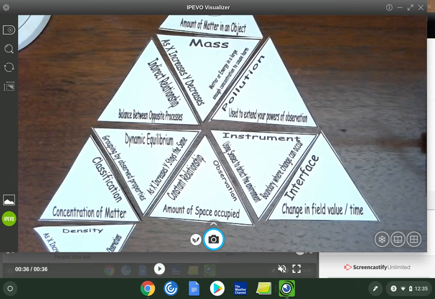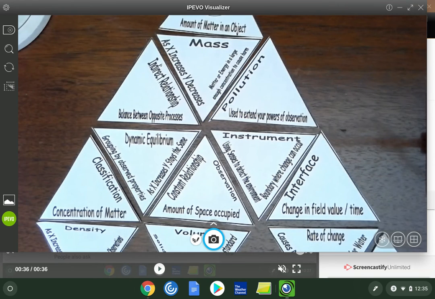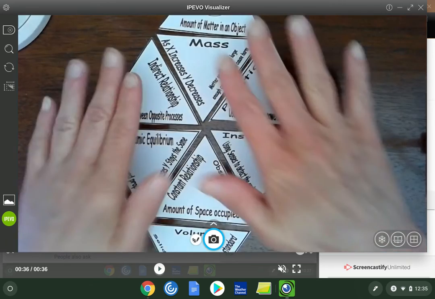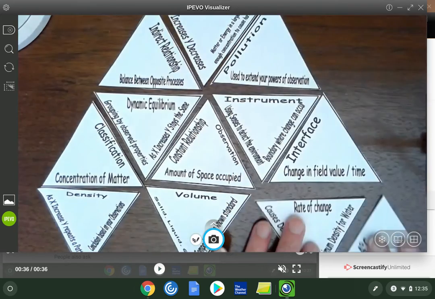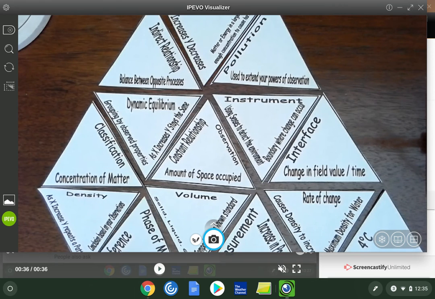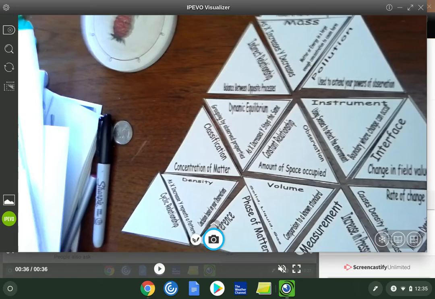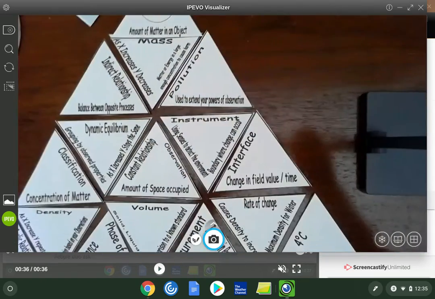Concentration of matter is density. Amount of space occupied is volume. Change in field value over time, rate of change. Maximum density for water, 4 degrees Celsius. Sorry, I've reached further than what you guys can see on here. There we go. Increase in pressure causes density to increase. Comparison to a known standard is a measurement. Phase of matter. Inference is a conclusion based on observations. As x increases, y repeats a pattern. That's a cyclic relationship.